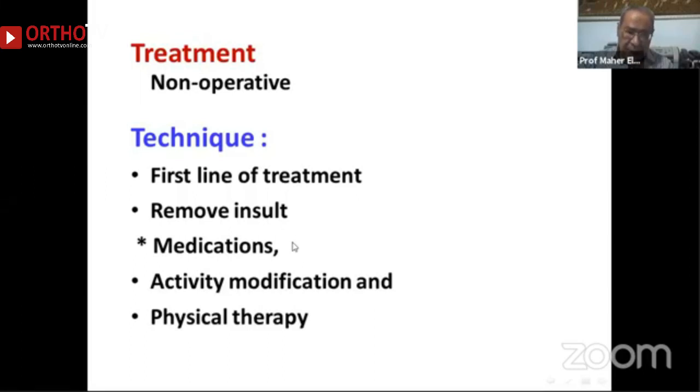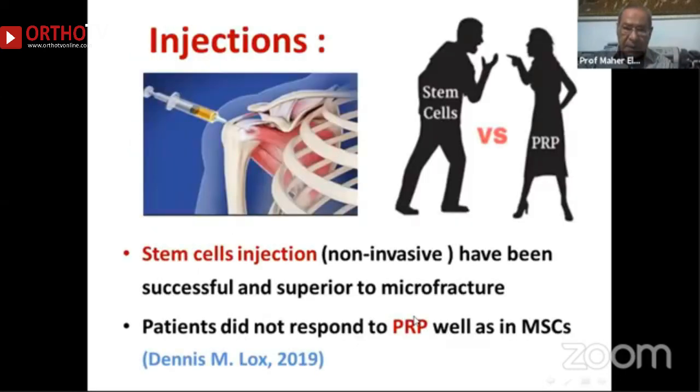Medications range from painkillers or non-steroidal anti-inflammatory drugs, bisphosphonates, vasodilators, lipid-lowering agents, and even hyperbaric oxygen. Activity modification and physical therapy. What about injections? Stem cell injection has been successful and superior to microfracture. Patients did not respond to PRP as well as to mesenchymal stem cells.